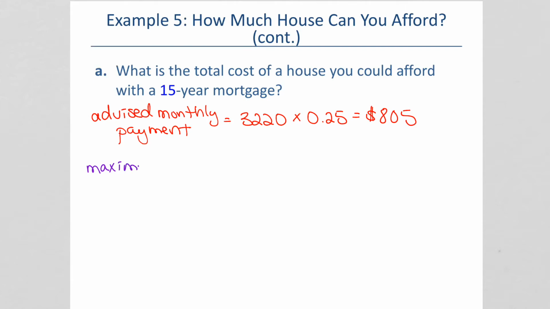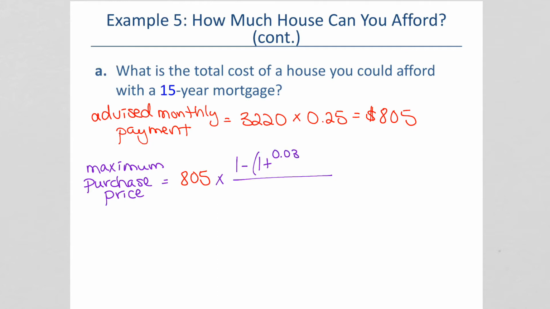So the maximum purchase price is your payment, that's $805, times 1 minus 1 plus a rate of 3.37, so 0.0337 divided by 12, to the negative n times t, which is 15, over our rate divided by 12.